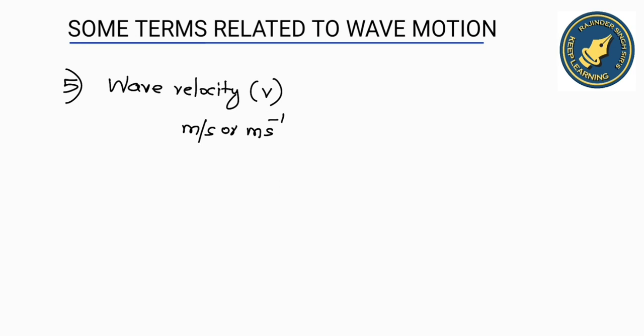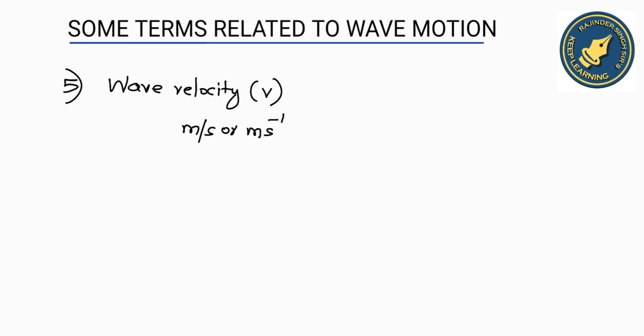The last term we need to study is wave velocity. We have already done it in the earlier chapter also. Speed is distance upon time. Same way, distance traveled by a wave in 1 second is called wave velocity or wave speed. Distance traveled by one wave in 1 second. SI unit is meters per second.